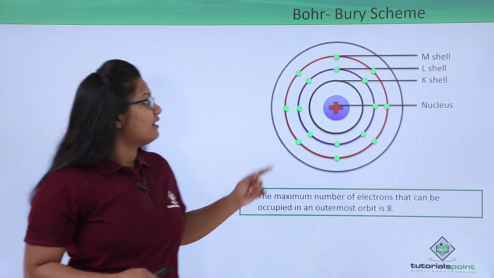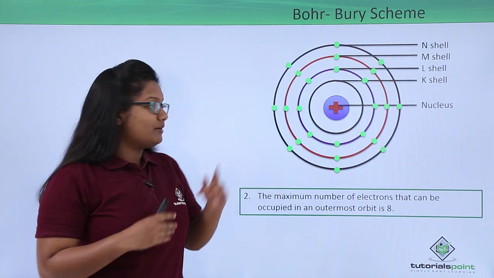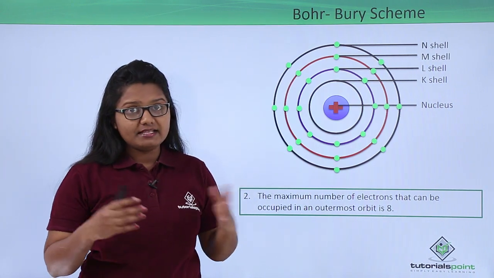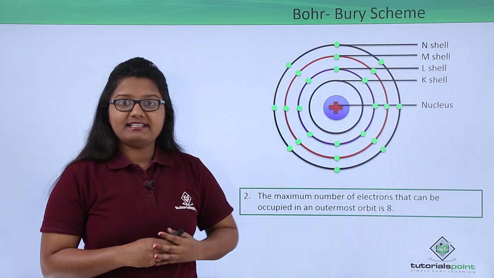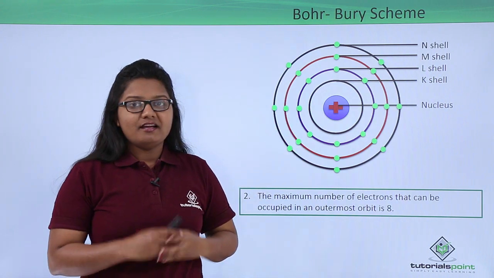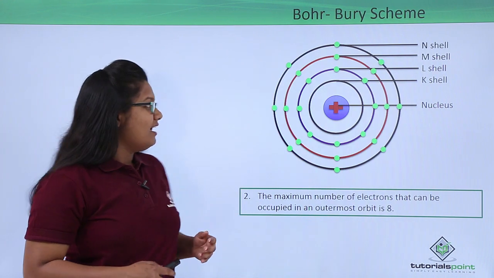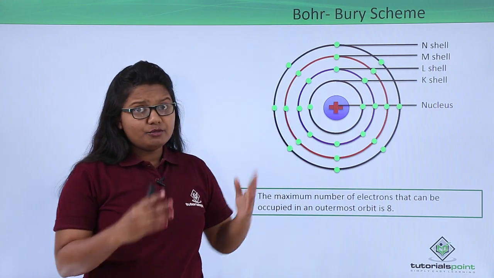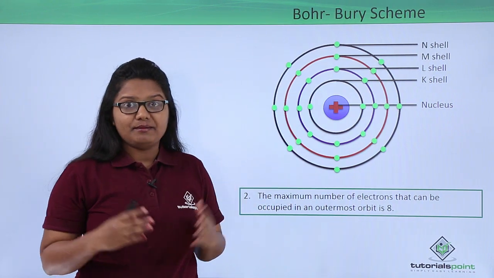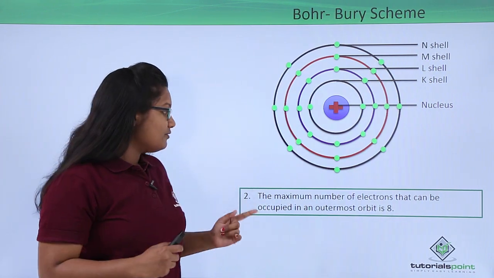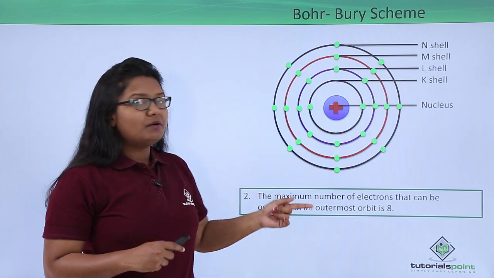Similarly, for the N shell, we know that its capacity is 32 from the first rule, but whenever it becomes the outermost shell of an atom, its capacity again reduces to 8. This rule has an exception, that is the K shell. We know from the first rule that the K shell can have only 2 electrons in it, and even if it becomes the outermost shell for some atoms, its capacity remains the same, that is 2 electrons. It never becomes 8 electrons according to the second rule. So, this was all about the second rule.